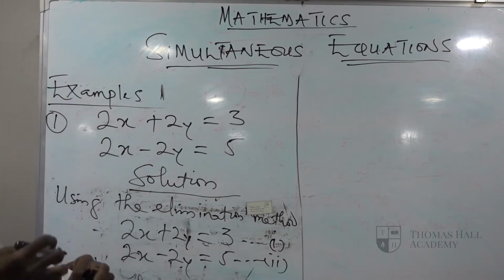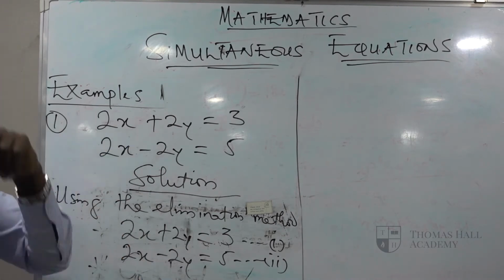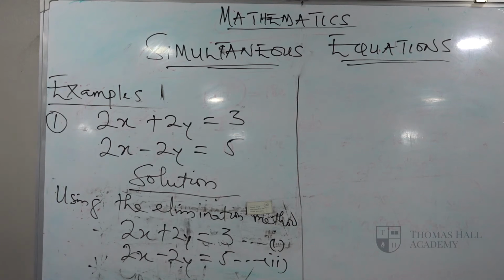There is something we do in the elimination method. To eliminate means to remove something. We are trying to remove one of these variables. And how do we remove the variables? That is what will lead us to elimination. How do we eliminate now?